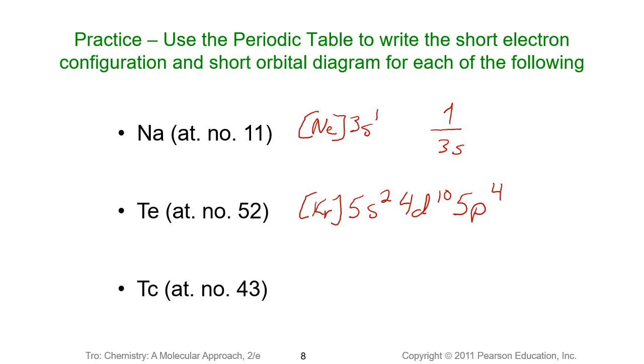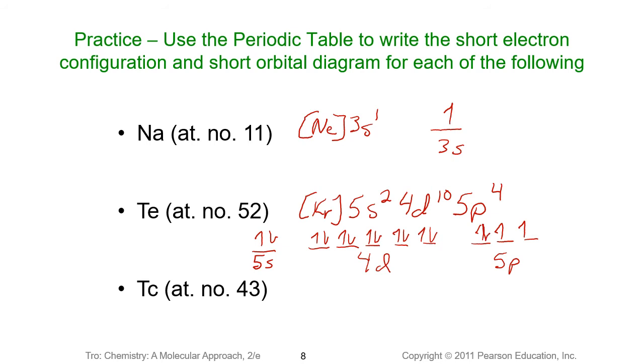If we draw our orbital diagram, the s orbital gets one line, the 5s. Our 4d is going to be 5 lines long because d orbitals, there's always 5. And p orbitals, there's always 3. So our s orbital would be completely filled. Our d orbital would be completely filled with 10 electrons. And for our p orbital, we would put one in each of the p orbitals before we start pairing them. So we would have one set of paired electrons and 2 unpaired.